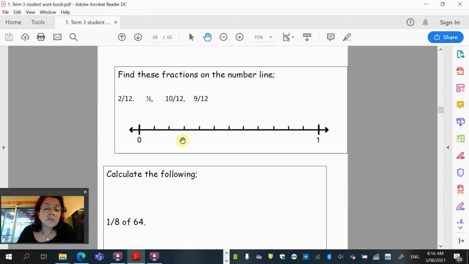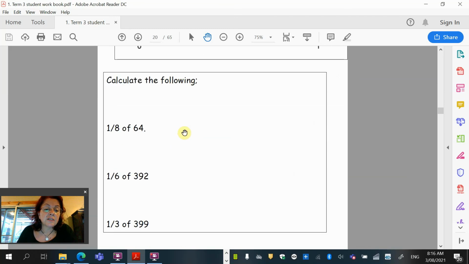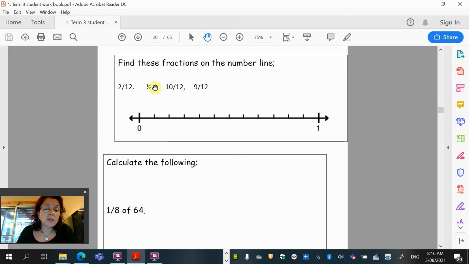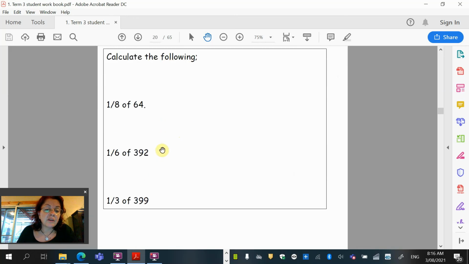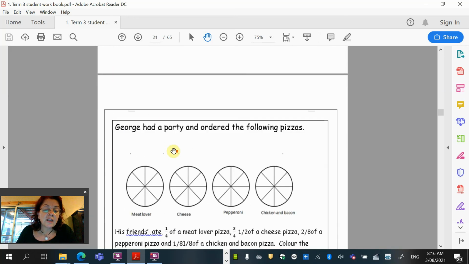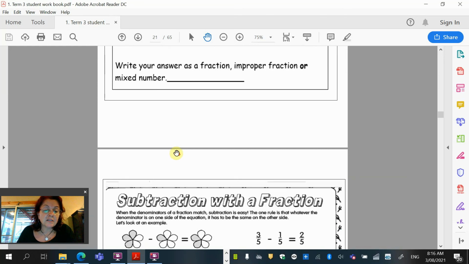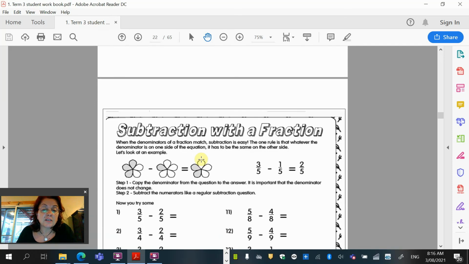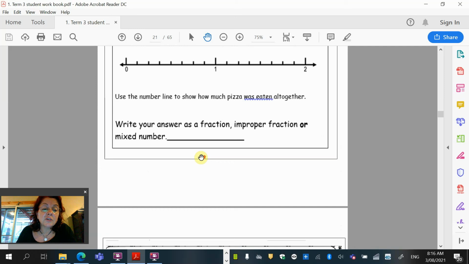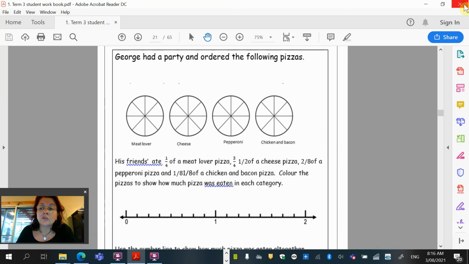Now tomorrow, this is really looking at stuff that is on our fractions test. So we're going to go over this in quite some depth tomorrow. We're going to really look at how to find fractions of whole numbers, how to solve problems using fractions and improper fractions turning into mixed numbers and subtraction of fractions. So that's tomorrow. If you want to go ahead and have a look at that now, you can do that.